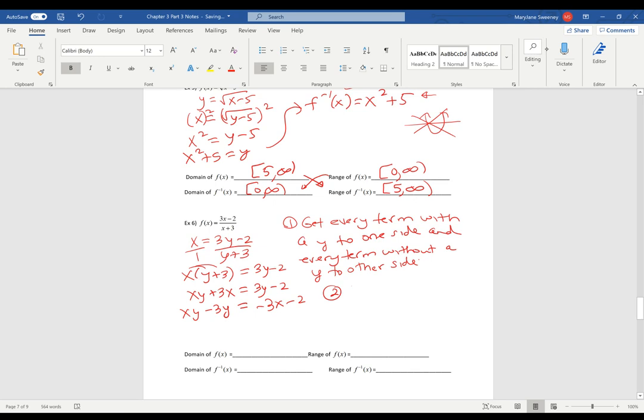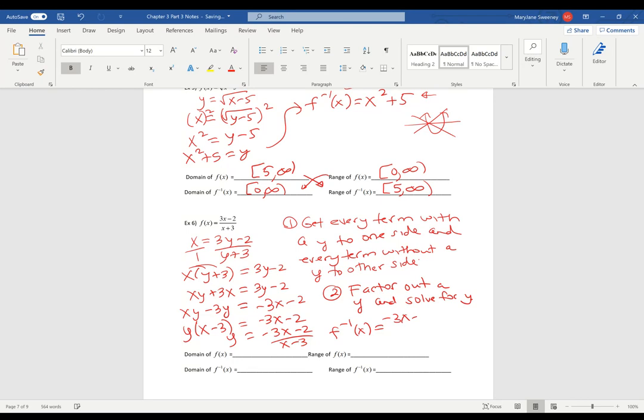This way I can do step 2, which is factor out a y, factor out a y, and solve for y. So I'm factoring out a y, and then I'm going to solve for y. So f to the negative 1 of x equals negative 3x minus 2 over x minus 3.